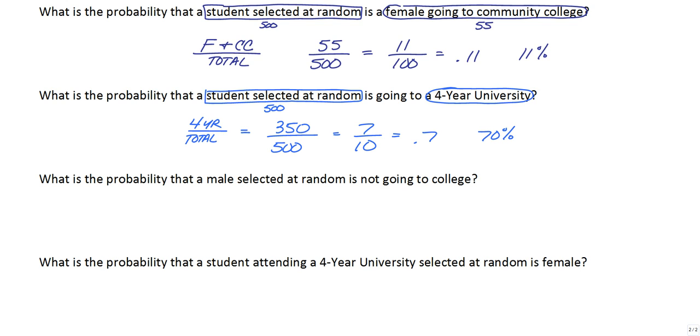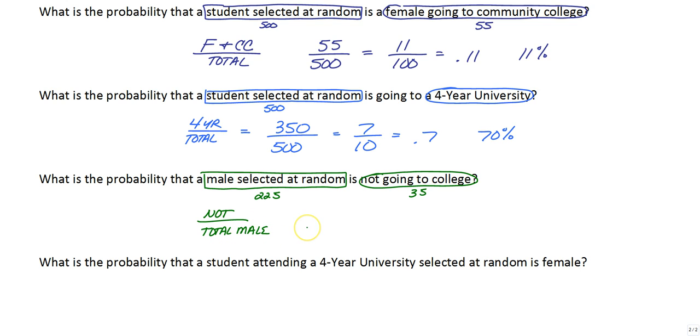We have to look at our pool of students for this next one. What is the probability that a male selected at random is not going to college? So now we are only allowed to talk about males. And in this two-way table, we have 225 of them. And from earlier, we read that there are 35 males not going to college. But this one, again, is different. This one is out of total males only, not the 500 total students. So that would be 35 out of 225, which is going to bring us to 7 over 45, which of course is equal to 0.156 or 15.6% not going to college.